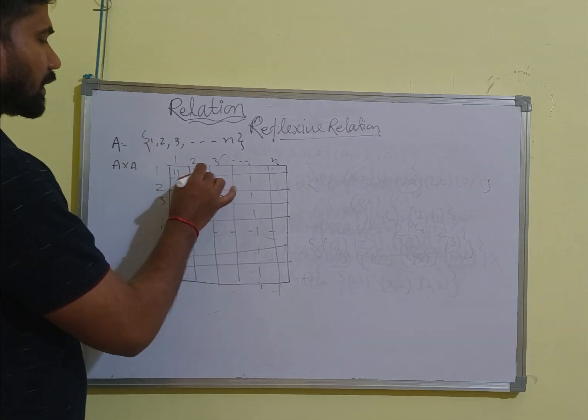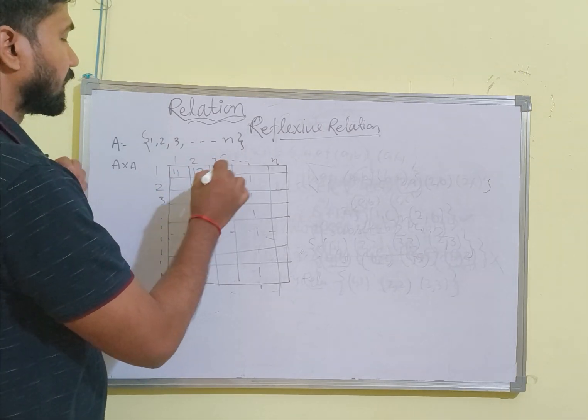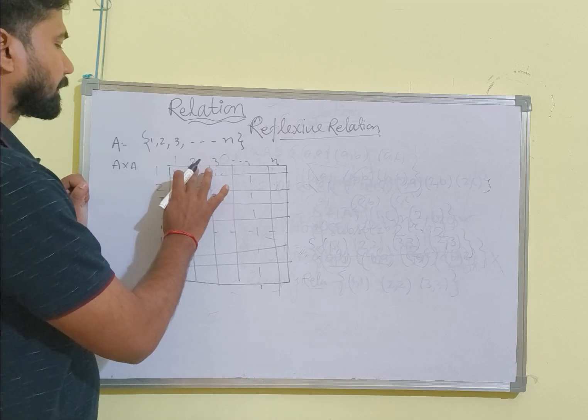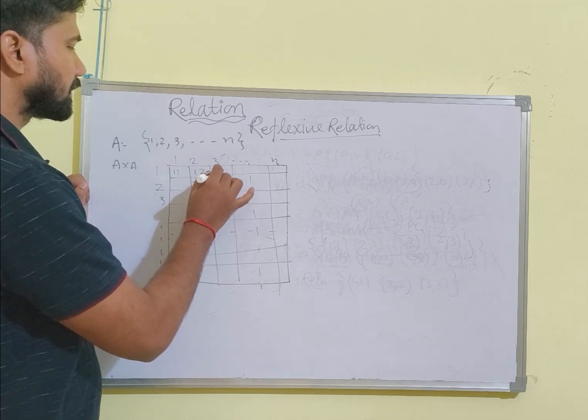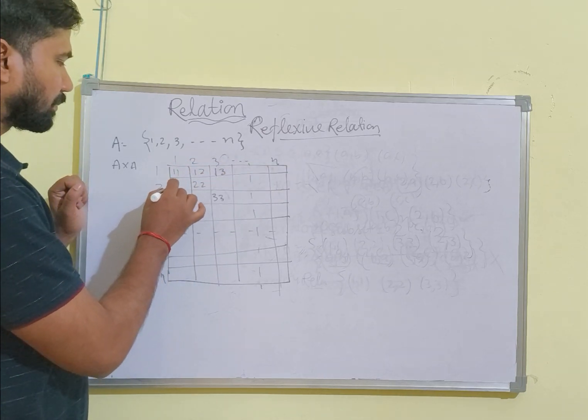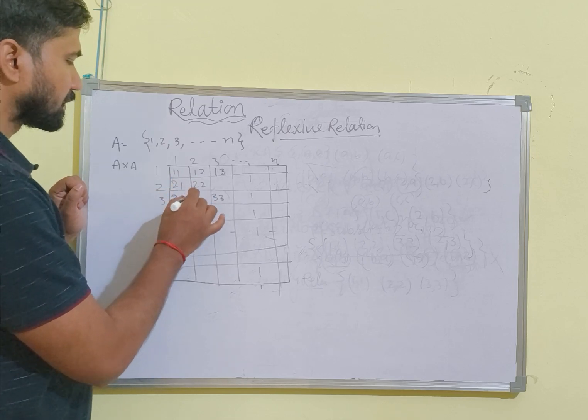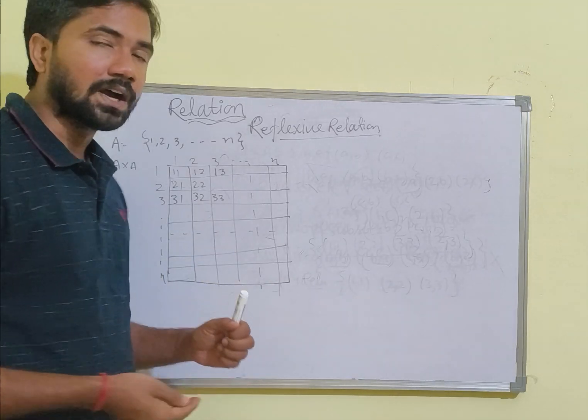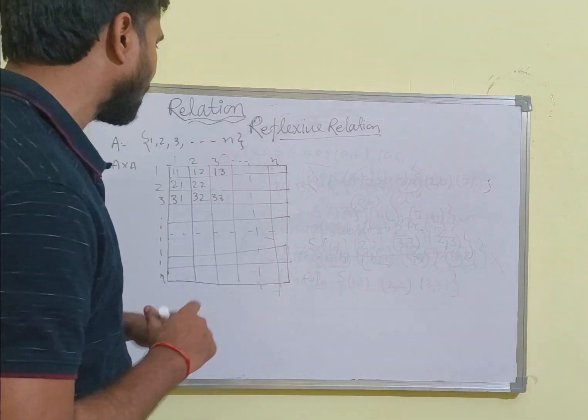Here what will come? (1,2) here, (1,3). Here (1,2), (1,3) here, like (1,4) here. What will come? (2,1) here, (3,1), (3,2) and so on will come. So we are going to find how many reflexive relations we can find.